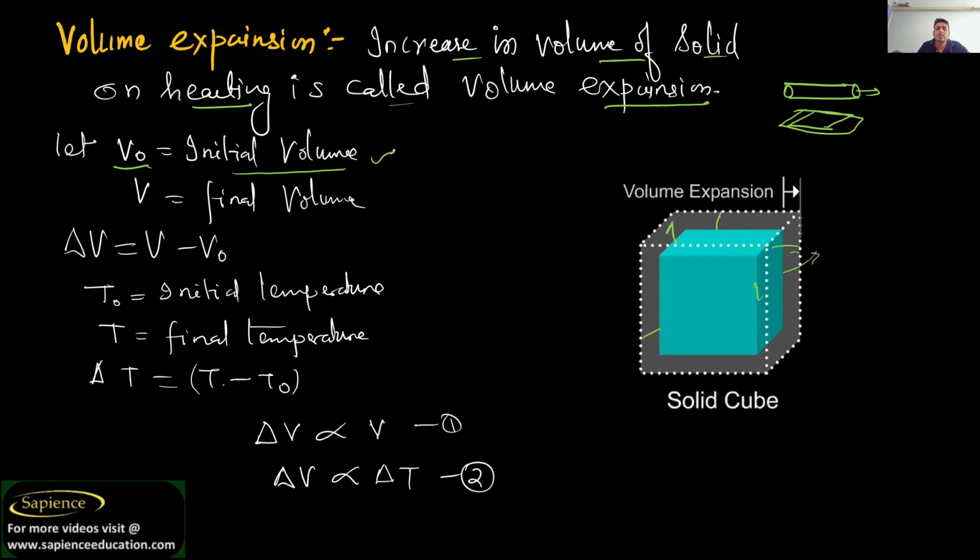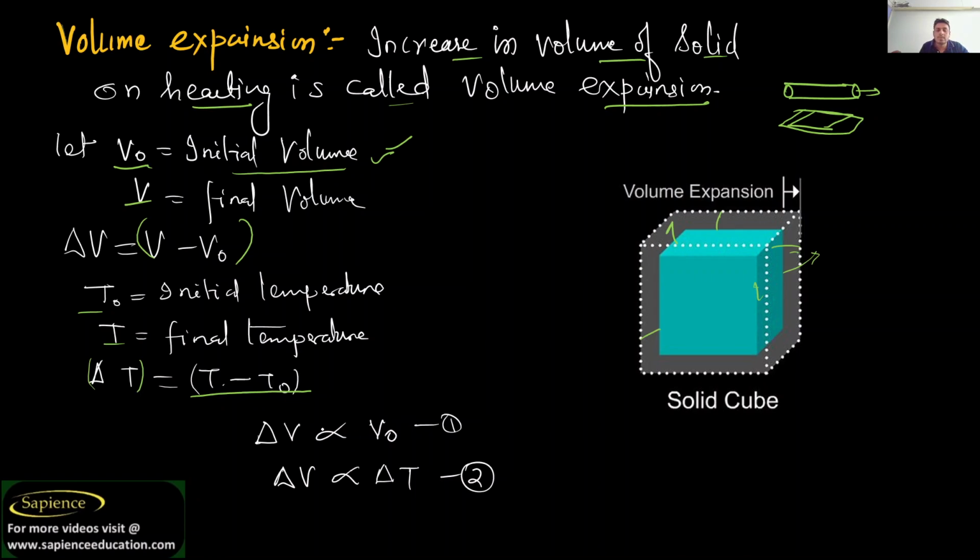So see here, initial volume was V naught. What is the final volume? Earlier it was V naught and the final volume was V. So change in volume can be written as V minus V naught. Now initially it has a temperature of T naught, and after heating you have got a final temperature of T. So can we write here change in temperature is equal to T minus T naught. Now same thing, change in volume depends upon its initial volume V naught, not V. So it is your V naught.